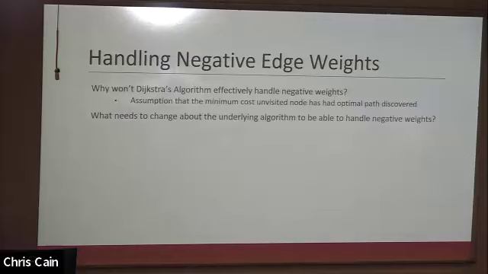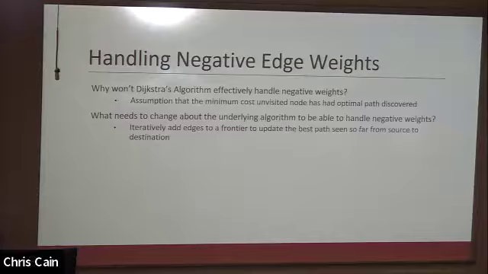So what would need to change? How could we handle negative edge weights? Yeah, we need to think about a bit more context about edges. The way we're going to do this is we add edges that we see to a frontier. Think of a frontier as neighbors of things that we visited. And just like we did before, we update the best path seen so far from source to destination. We'll see how that works.